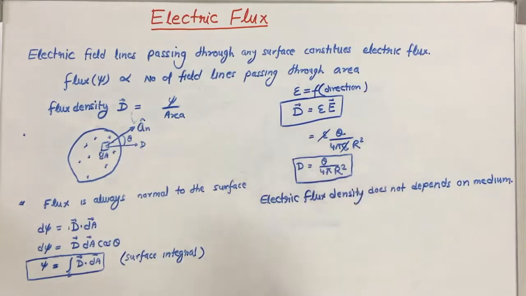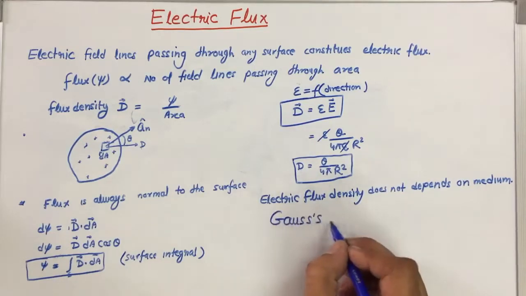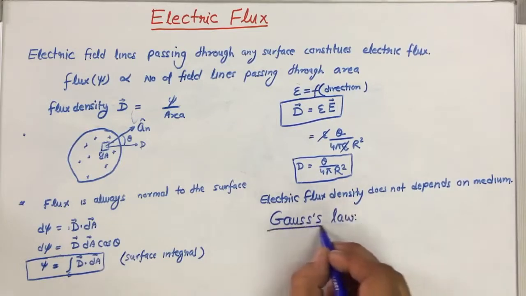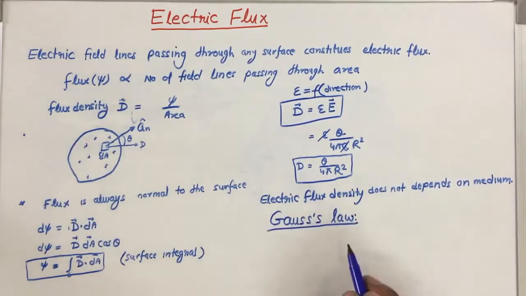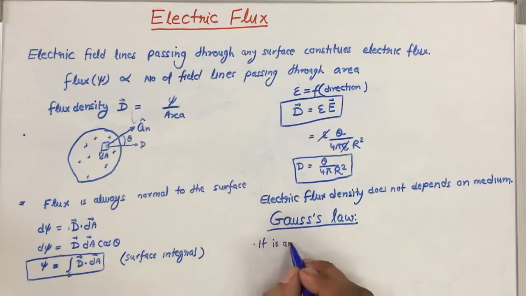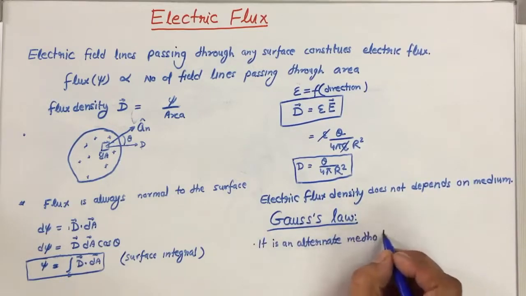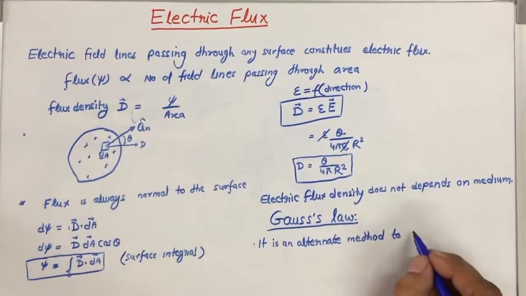Okay. After that we will discuss Gauss law, and most probably all of us know about Gauss law, and we know that it is an alternate method to find the electric field in different cases. So just regarding Gauss law we can write one sentence. It is an alternate method to determine electric field.